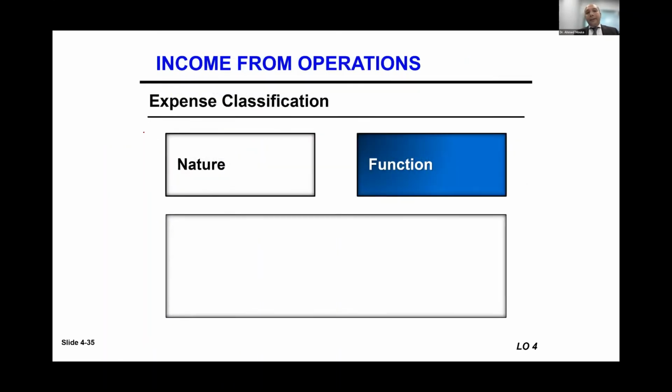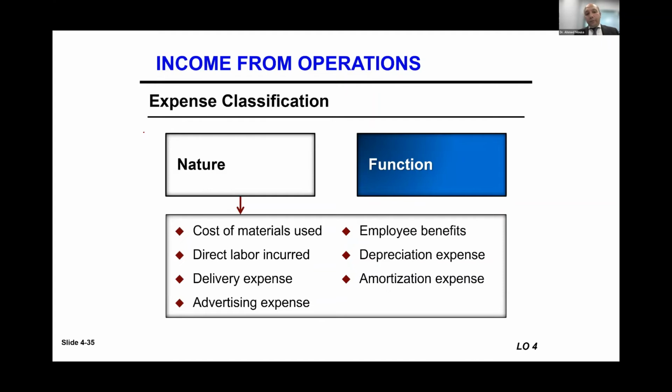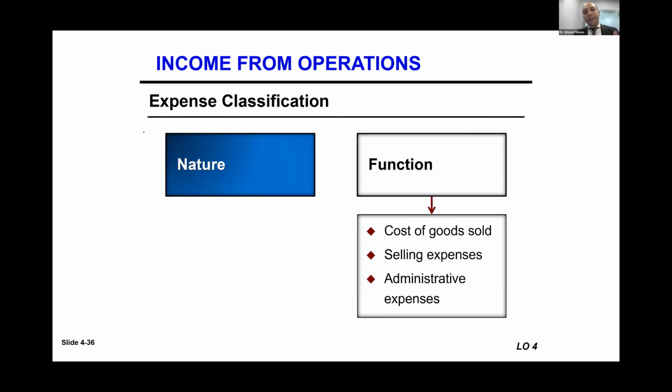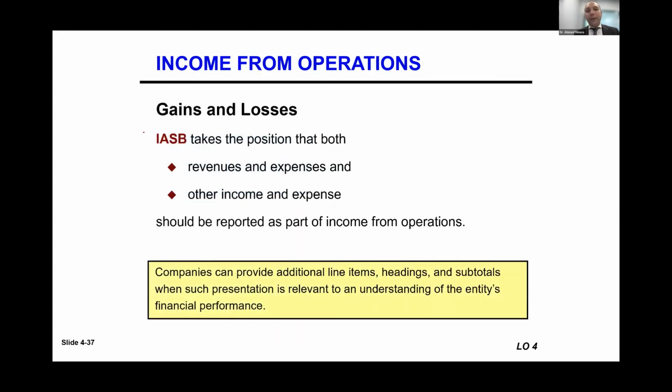You can classify the expenses by nature, for example cost of material, direct labor, employee benefits, or by function, for example cost of goods sold, selling expenses, or administrative expenses. This is how we can classify.